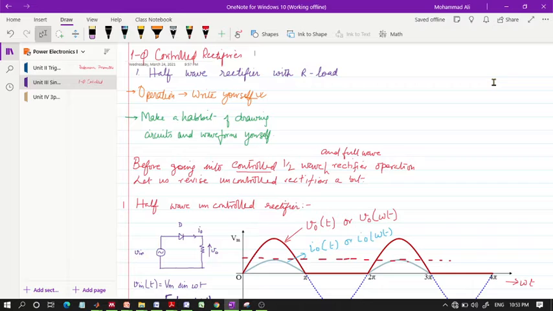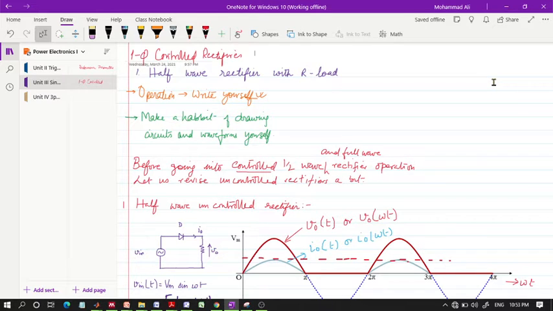So there are two things that you should always consider. First of all, try to write the operation yourself. I'm going to explain the things over here, but you have to write the operation yourself. Second thing, always try to make these circuits and the waveforms yourself. Draw it by your hand. I mean, don't just rely on seeing things. Draw the circuit and the waveform yourself.